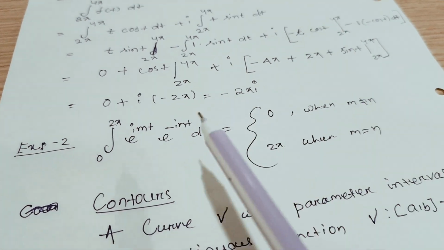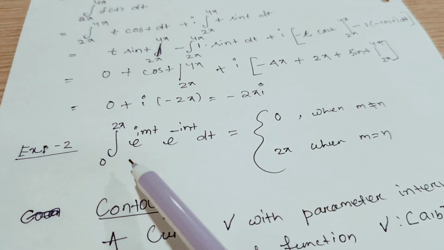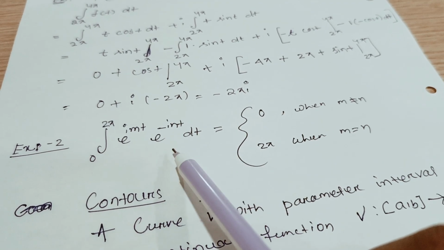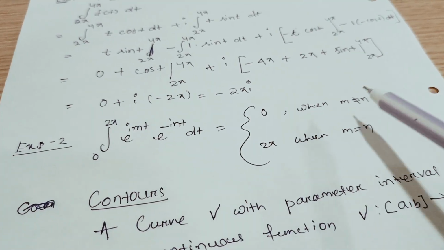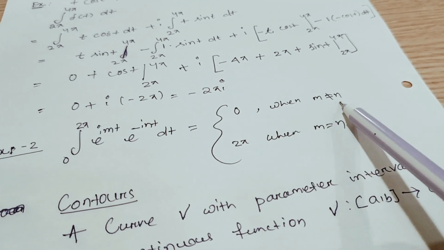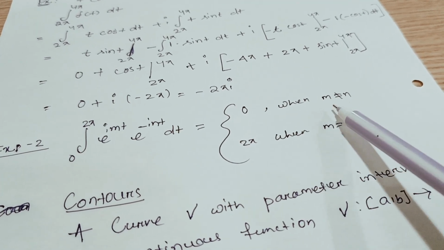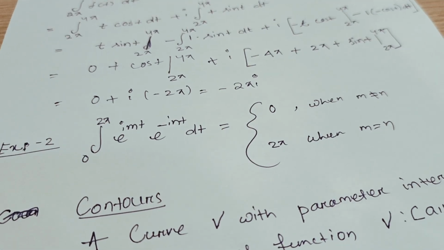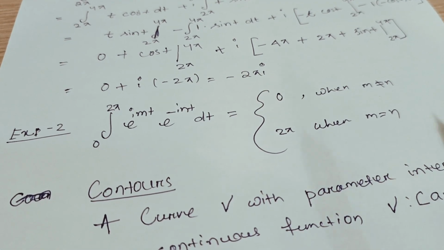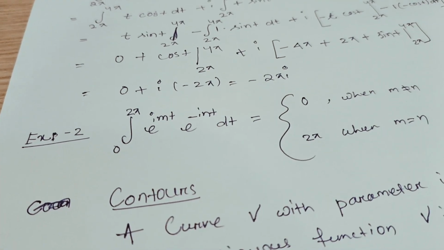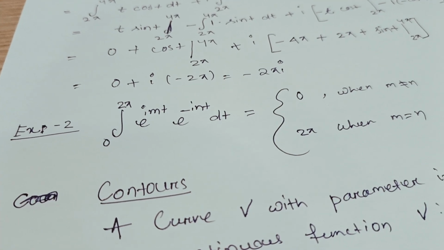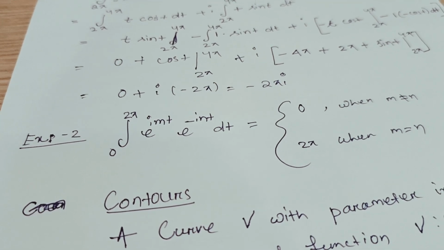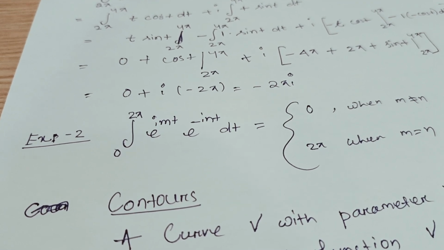Right. And let's see another example: the integral from 0 to 2π of e^(imt) times e^(-int) dt, which is 0 when m is not equal to n and 2π when m equals n. It's an easy exercise using the definition, and this property actually makes e^(imt) orthogonal in a certain vector space. And we have seen this type of integral.